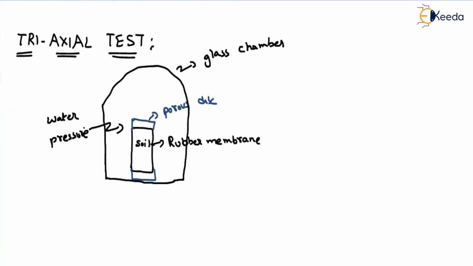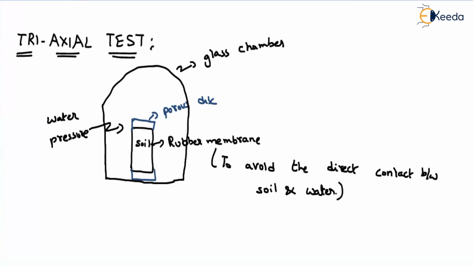This triaxial test is used to measure the shear strength of the soil sample. First, we use the rubber membrane. This rubber membrane is used to avoid direct contact between soil and water. Okay. Now, let us understand the mechanism behind this triaxial test.